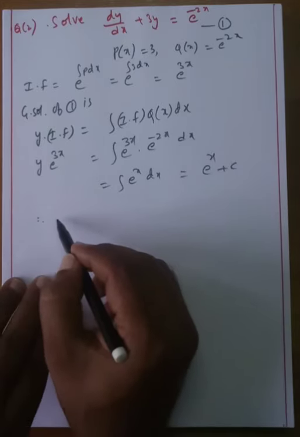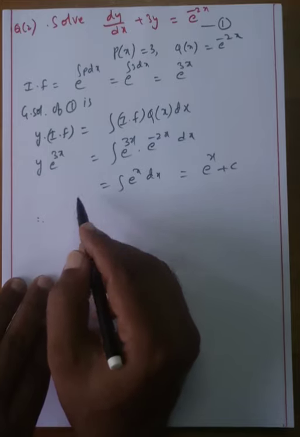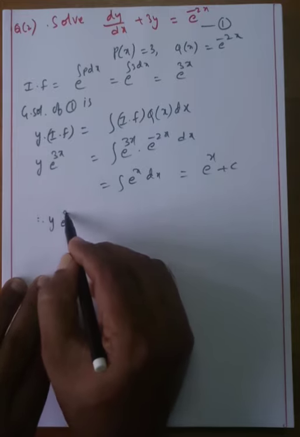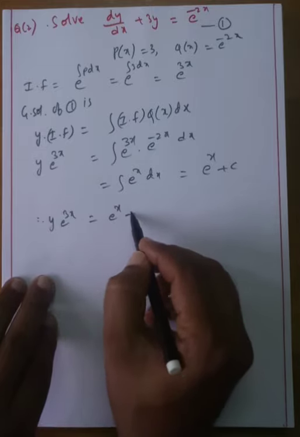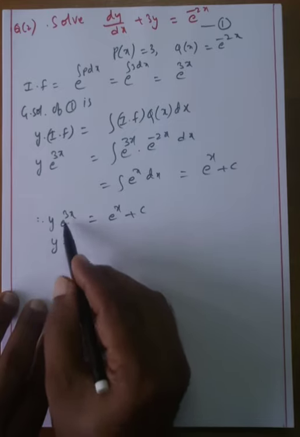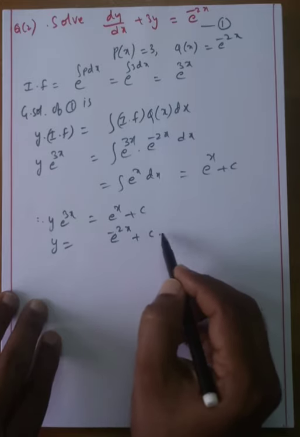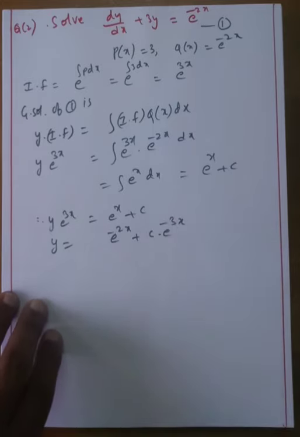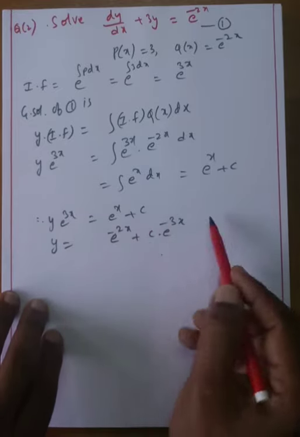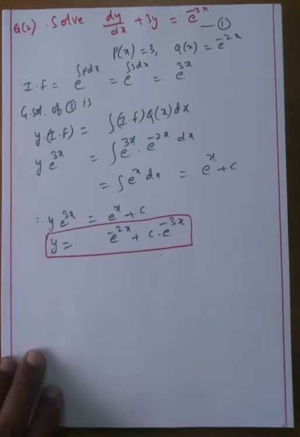Therefore, y into e power 3x is equal to e power x plus c. Now divide both sides by e power 3x. Y e power 3x cancels. e power x by e power 3x is e power minus 2x, plus c into e power minus 3x. Okay my dear students, in this way we will do the problems.